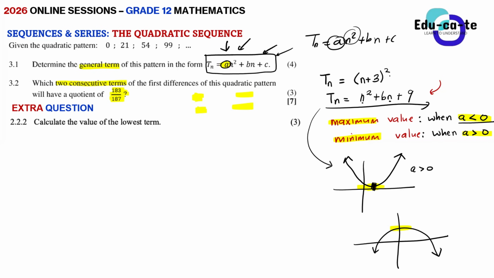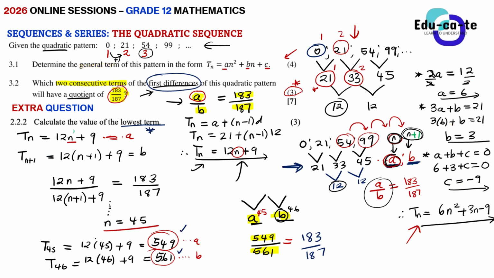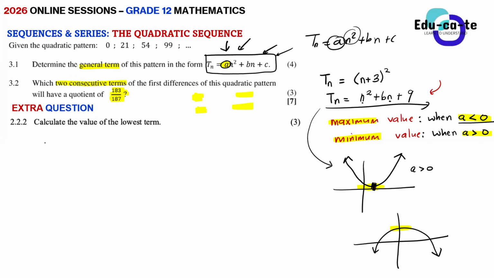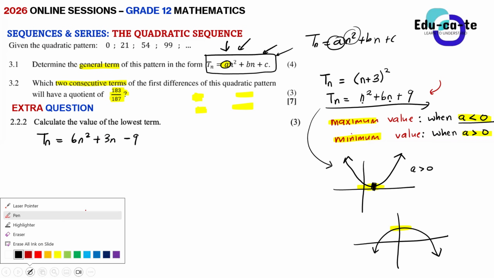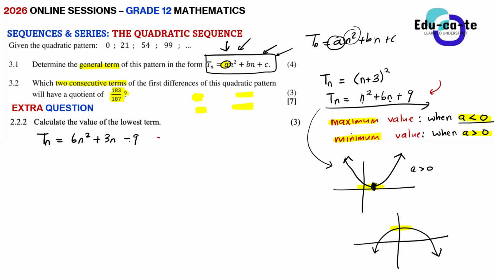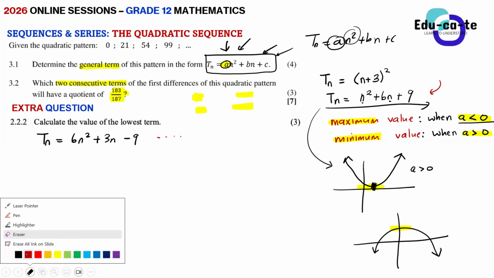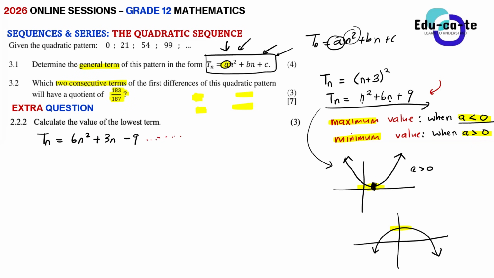Let's say, for example, the equation that we just did is 6n squared plus 3n minus 9. Let me just write it. So Tn is 6n squared plus 3n minus 9. This is our general term for the quadratic pattern, or the quadratic sequence. If you are going to draw its graph, it is definitely going to be a parabola because it has an n squared. It is a quadratic number pattern. So I'm asking you guys, is it going to have a minimum value or a maximum value?